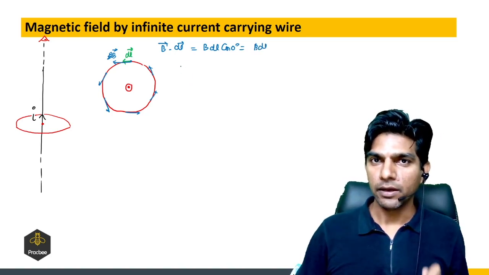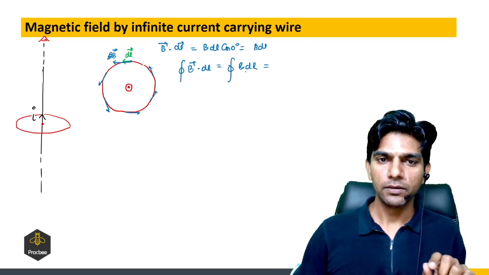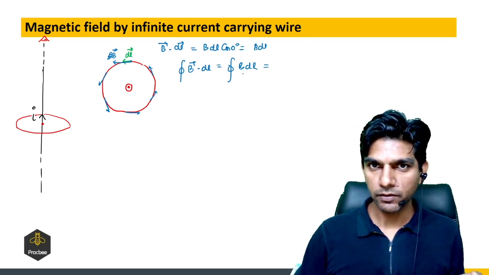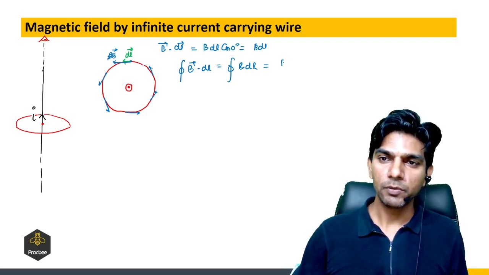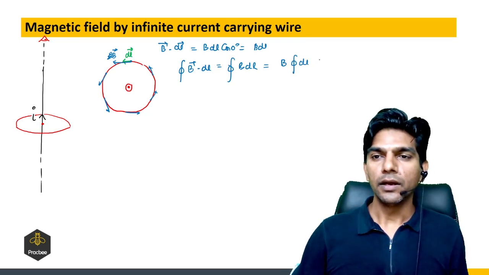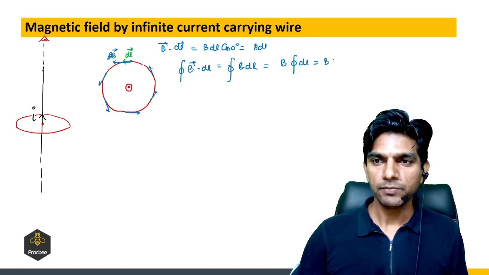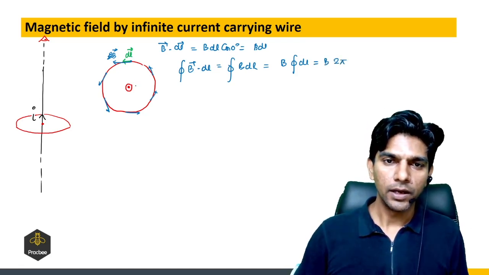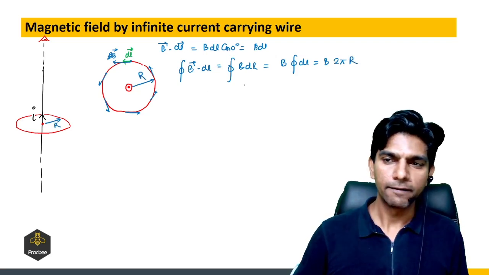And if I apply Ampere's circuital law, B dot dl can be written as closed integral B dl. Since by symmetry B must have a constant magnitude at every point on the Amperian loop, we can take B out of the integration. So this will become B times integral dl, and integral dl is nothing but the overall length of the loop. So this will be B times 2 pi R. Let us say this distance is R.